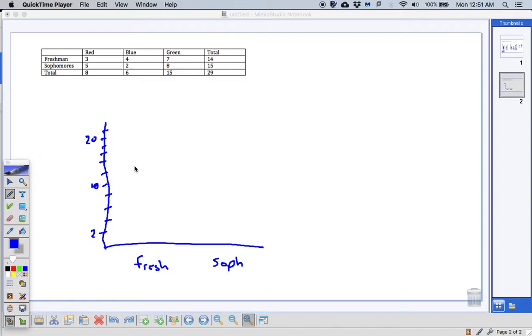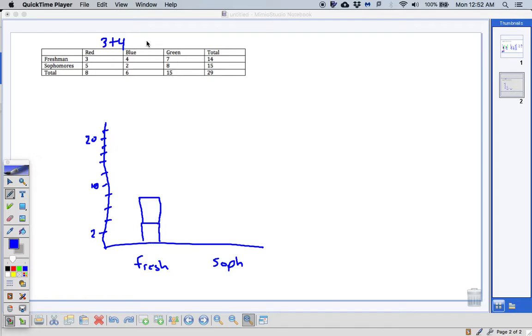Okay. So the first one for the freshmen, we have 3. So we're going to go up to 3. Okay, that's at 3. And then we're going to stack on top of it this blue one. So the blue one's going to go up 4 more. And you can tell what the total is supposed to be as you can add them up. 3 plus 4 is going to be 7. So this needs to now go up to 7. So 2, 4, 6, so right about here. And we're going to put that on top. So this is 4, this is 3, but together they make up 7.